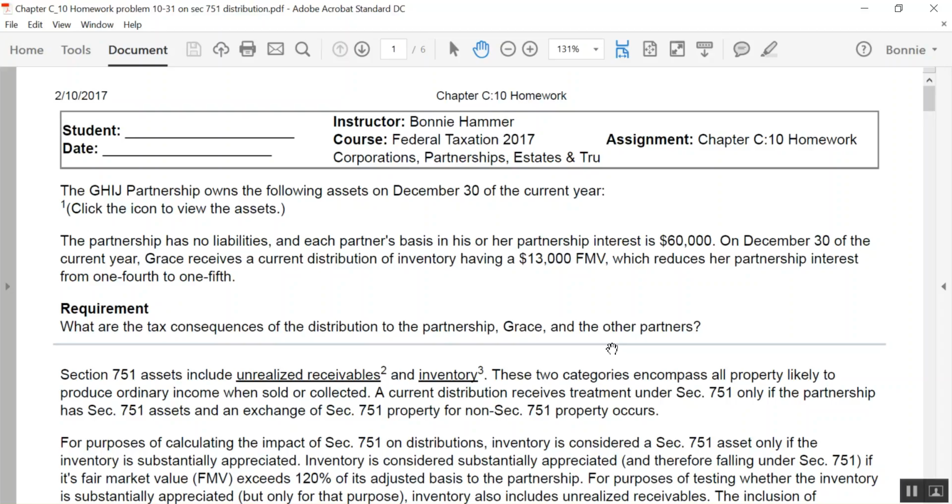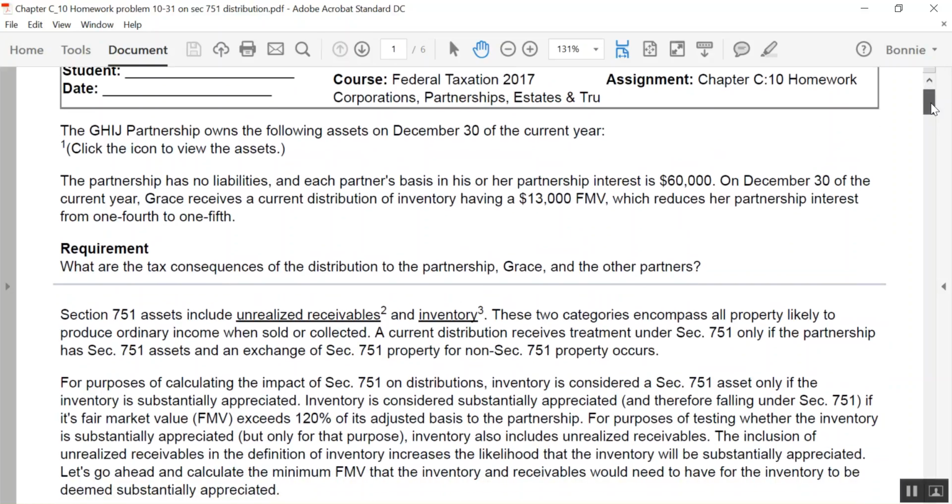In order for inventory for 751 purposes to be considered a 751 asset, it has to be substantially appreciated. Substantially appreciated is defined as having a fair market value in excess of 120% of the basis. However, the trick is that you not only include the basis of the inventory, but you include the basis of the unrealized receivables in your calculation of this 120% test.